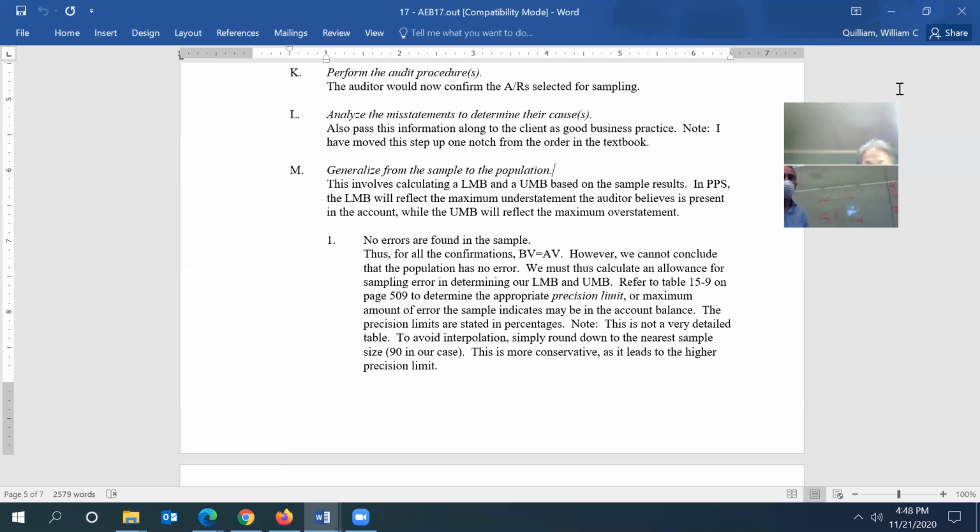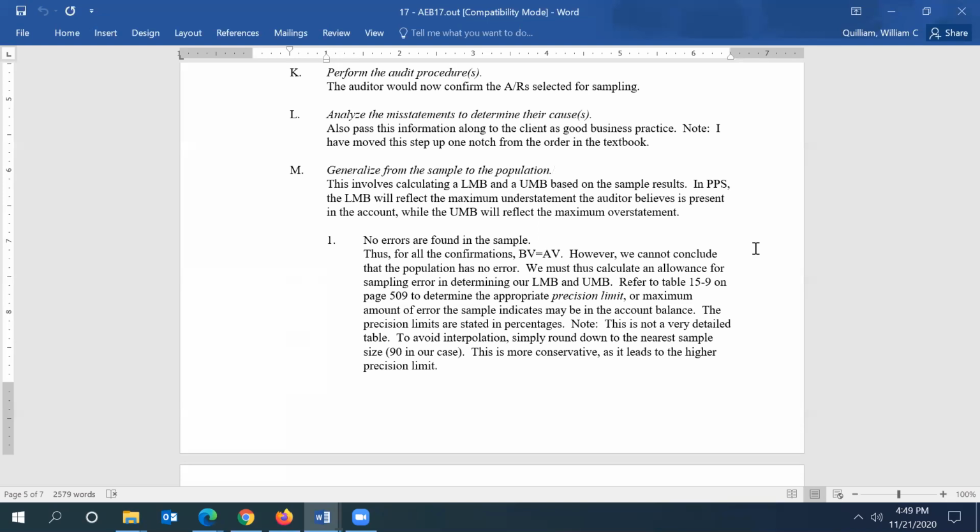Now I'm going to have two scenarios. One is when no errors are found in the population, and one when we do find errors. So let me go over the first one, no errors found in the sample. Thus, for all the confirmations, if we take the book value, it equals the audited value. Everything turned out perfectly.